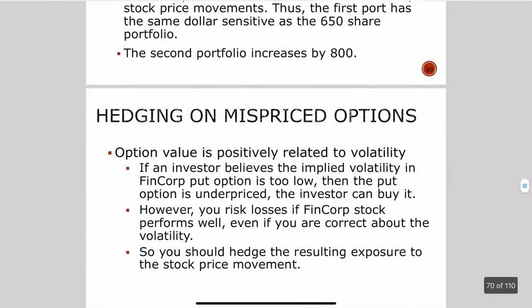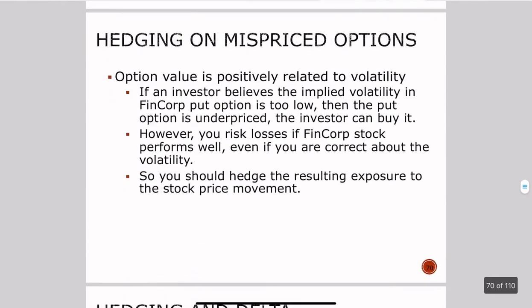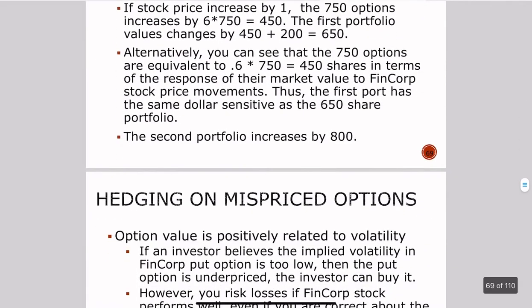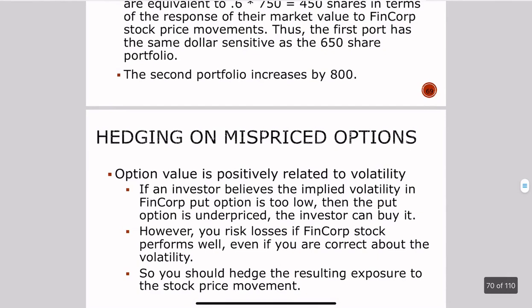Finally, let's look at the next application, the second application of the Black-Scholes formula. That is hedging on mispriced options. So what's the basic idea here? The basic idea is, let's say you're an option investor and you're in the market looking for mispriced options. So let's say you find out an option is undervalued. This basically means you should take a long position in this option.